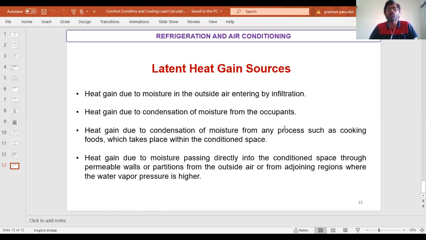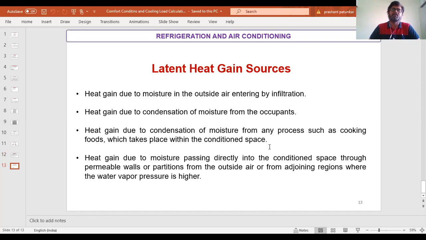Heat gain due to the condensation of the moisture from any processes such as the cooking of foods which takes place within the conditioned space, isn't it? You are being served a cup of coffee or a cup of tea, so it would be releasing vapors continuously. So these water vapors are continuously added. This water vapor is nothing but the moisture which is getting continuously added into the surrounding space. The hot soup that is served to you, the vapors will be coming out of that soup, which will be added as vapor into the surrounding air, isn't it? So as these vapors come in contact with the cold surface, this condensation of the moisture is likely to take place.